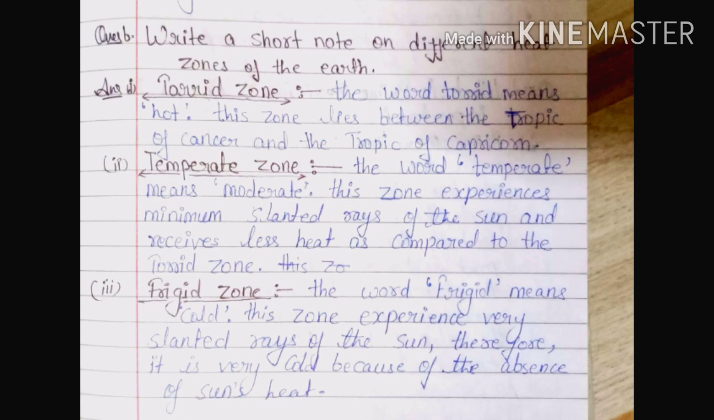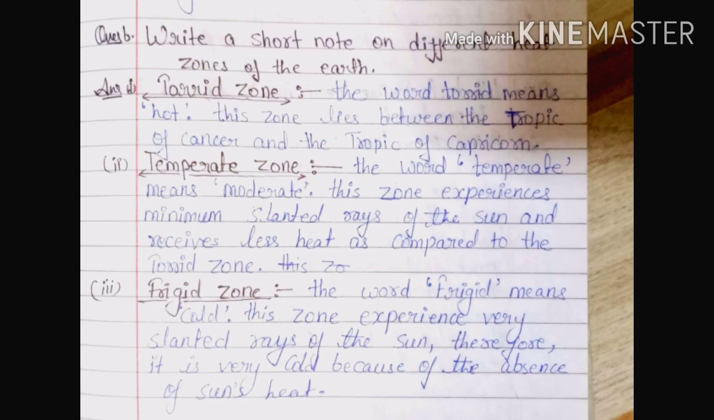Now the next one is frigid zone. The word frigid means cold. This zone experiences very slanted rays of the sun. Therefore, it is very cold because of the absence of the sun's heat.